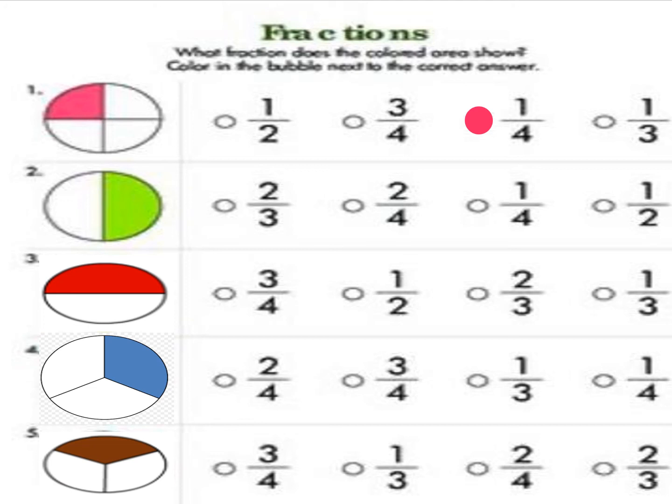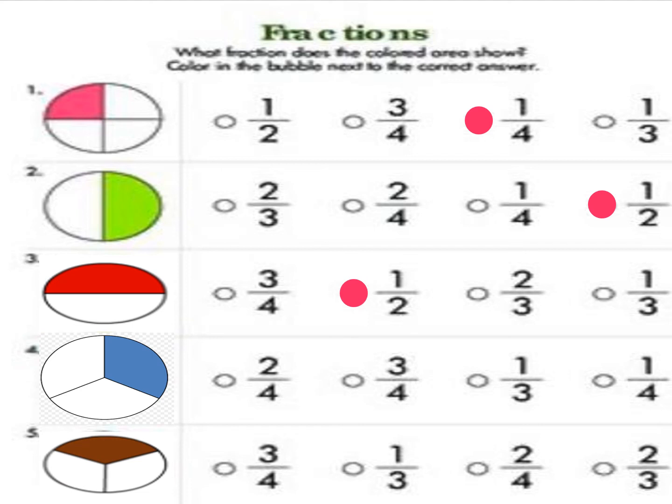Second one, I have a shape divided into 2. One colored and one not. So the total parts 2 and the part colored 1. So it will be 1 over 2, 1/2. The third one, a circle divided into 2 and one part colored, so it will be 1 over 2.